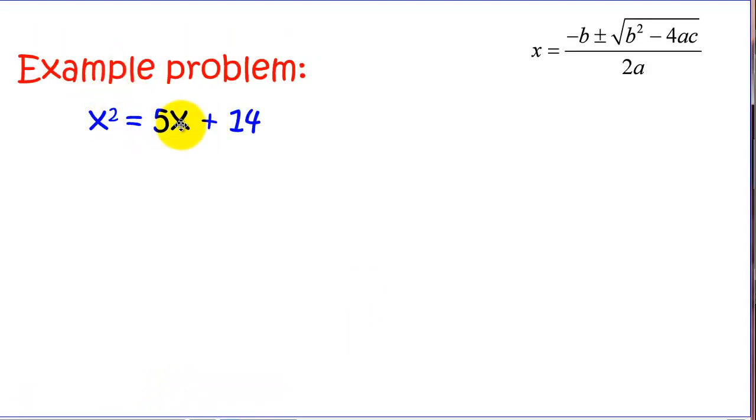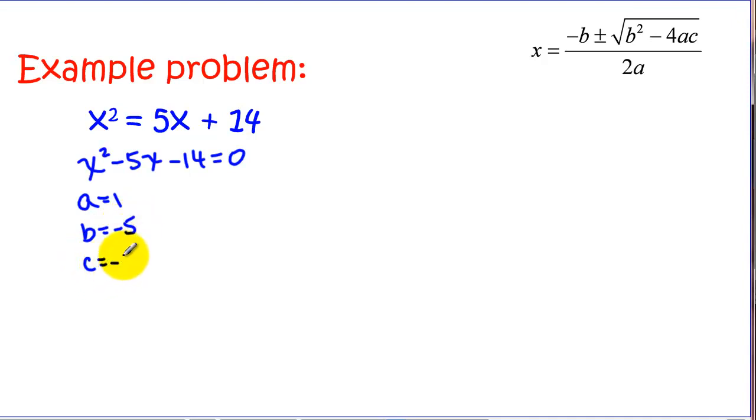Now, first mistake would be to say A is 1, B is 5, and C is 14, because this is not in standard form. So we need to write the equation in standard form by subtracting the 5x and the negative 14. So now we can figure out our A is 1, our B is negative 5, and our C is negative 14.